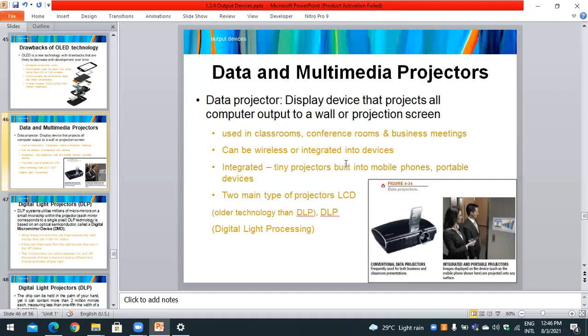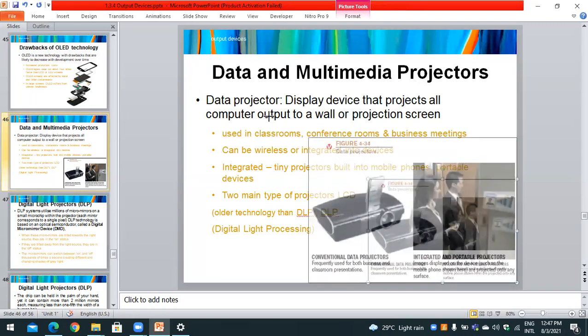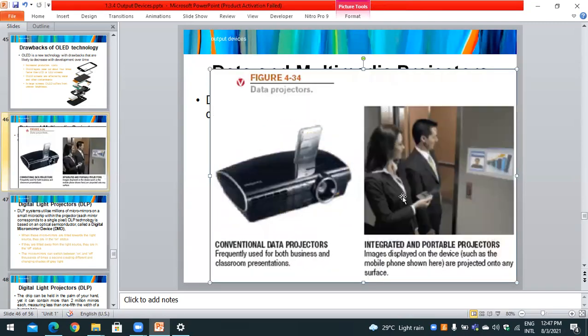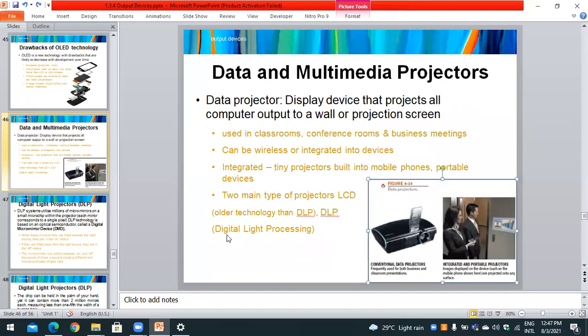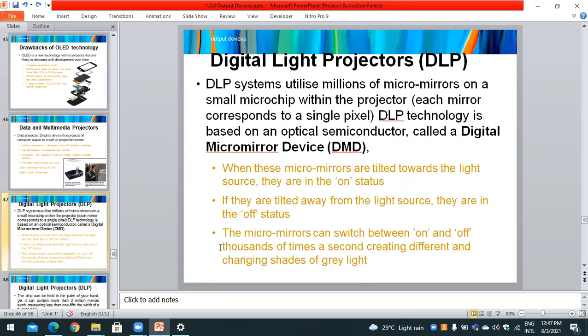And the tiny projector built in mobile phones and the portable devices, like she is holding one of the projectors in her hand. Let me increase the size a little bit, and this is going to display something on. You can see that on a wall or on a cabinet as well. So some multimedia projectors are coming with tiny handheld devices as well.